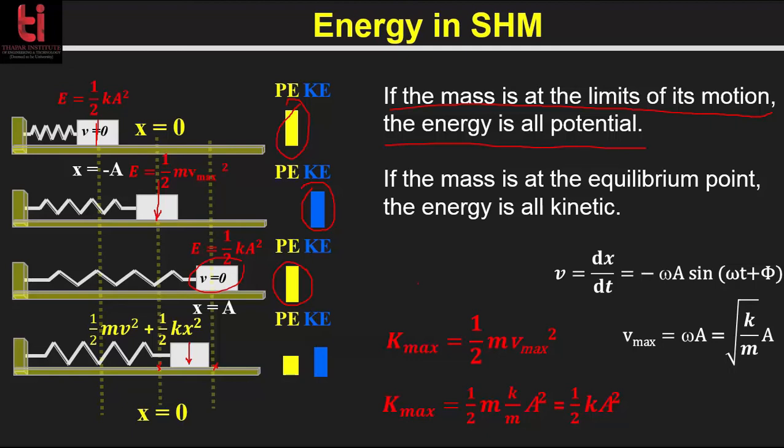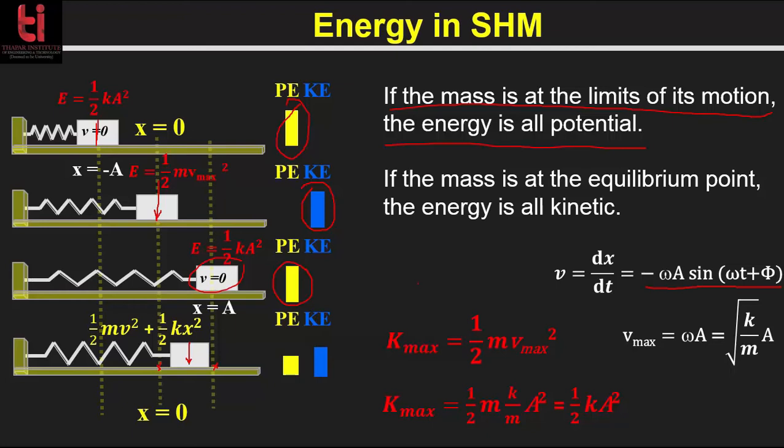Now we will derive the maximum value of the kinetic energy. The kinetic energy is equal to half mv square. When V is maximum, we will get the maximum value of the kinetic energy, which will be equal to half m v max square. Now from the expression of velocity, that is the first derivative of the displacement with respect to time, this will be equal to minus omega into A sine omega t plus phi, and the velocity will be maximum when this sine term is equal to 1.